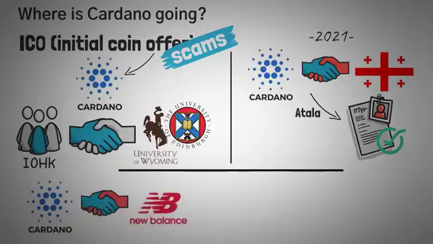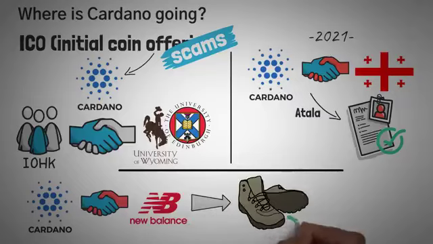I know what you're thinking. That's right, IOHK has been hired by New Balance to use its technology to verify the authenticity of its sneakers. Very similar to how VeChain is used to authenticate supply chains using a blockchain.